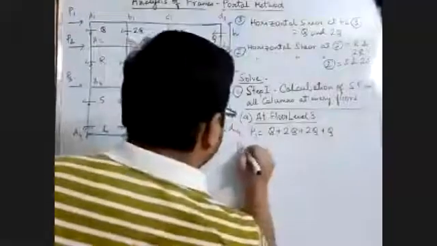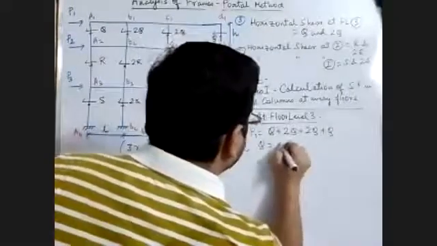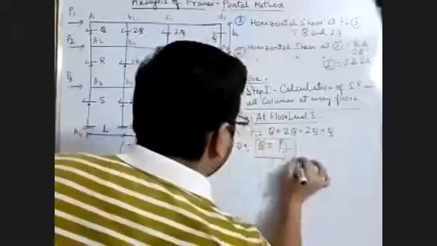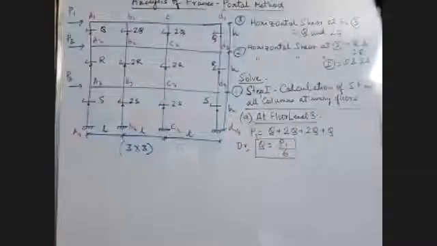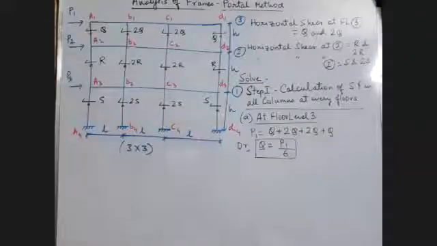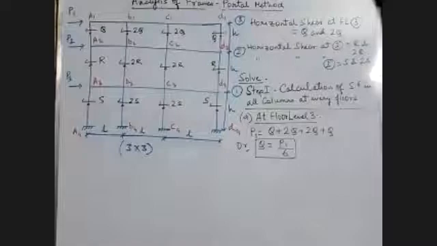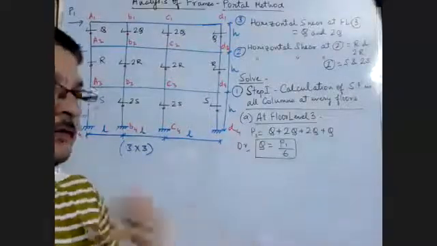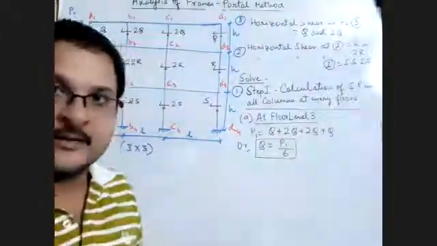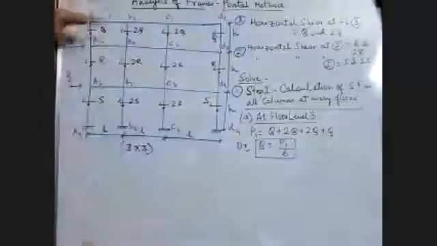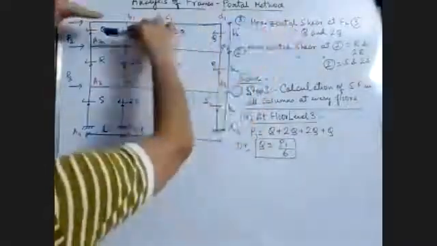Or we can say Q will be equal to P1 by 6. So the value of Q will be P1 by 6. Correct? That means Q plus 2Q and all these shear forces are resisting P1.